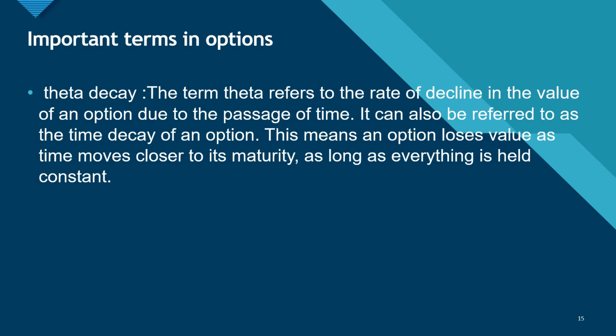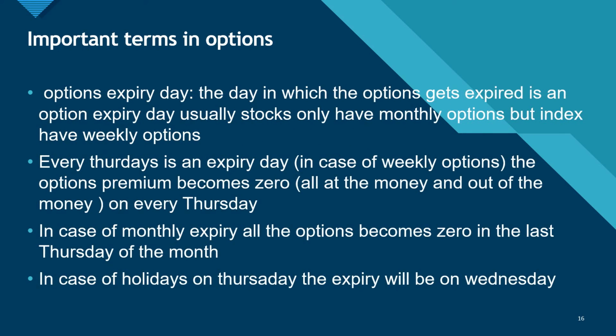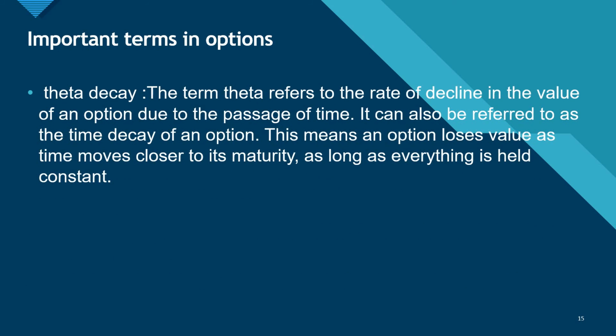Theta decay. So if you buy an option, it has a time value. So options premium price gets reduced and finally becomes zero on the expiration day. The rate at which the options premium reduces is called the theta decay or time decay. Theta decay is an important term when you are doing option selling.